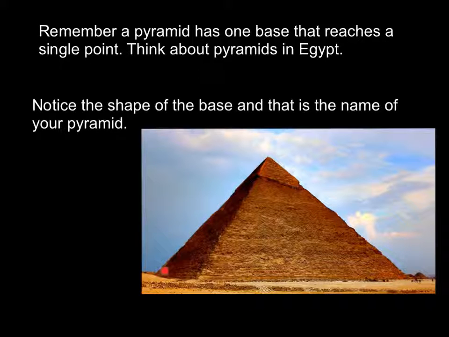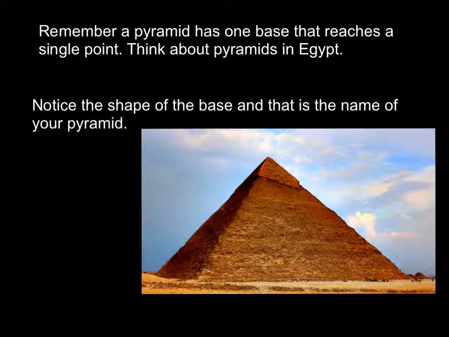So for example, if the base was a triangle, it would be a triangular pyramid. If it's a rectangle, it's a rectangular pyramid. If it's, say, a pentagon, it's a pentagonal pyramid, so on and so forth, okay? And as you fold it, it comes up into a point.